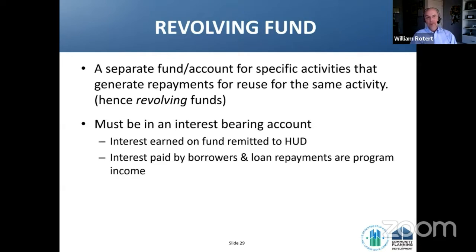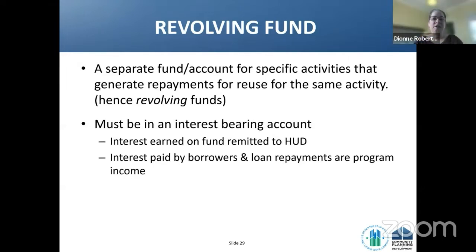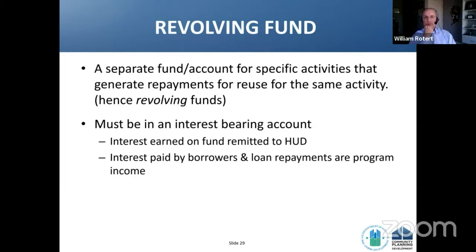Now, revolving loan funds must be in an interest-bearing account. Interest earned on the fund should be remitted to HUD, and interest paid by borrowers and loan repayments are considered program income. Dion, Michelle, anything you want to add about RLFs? The only thing I would say is that they are also often used for rehab programs, depending upon if that rehab program is actually a repayment and loan program. Very good. Okay, next slide.